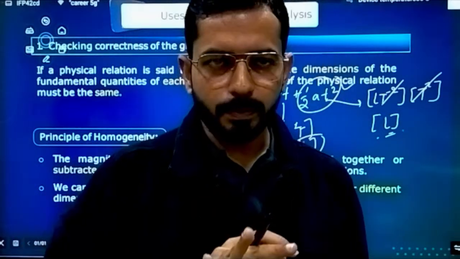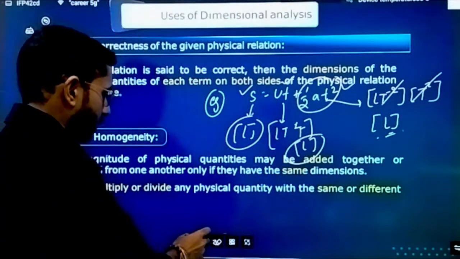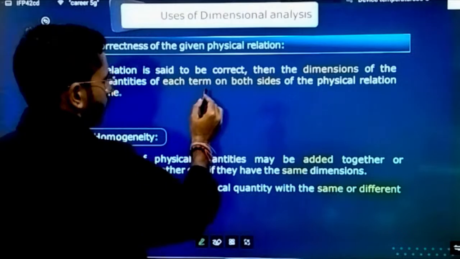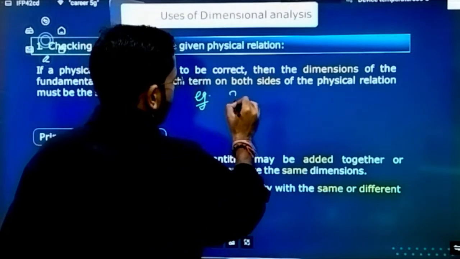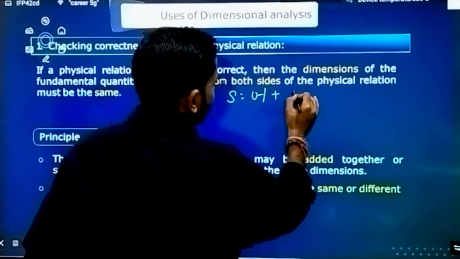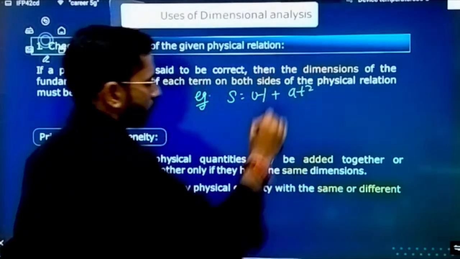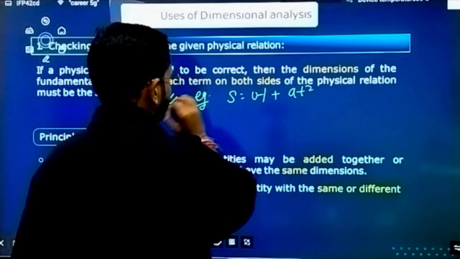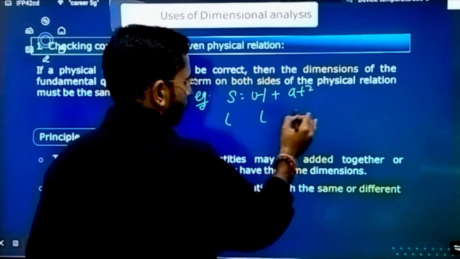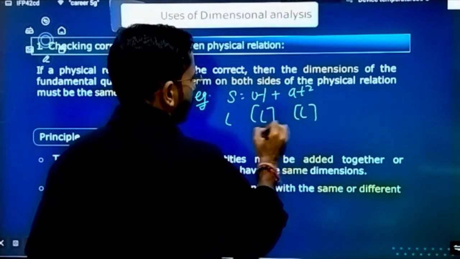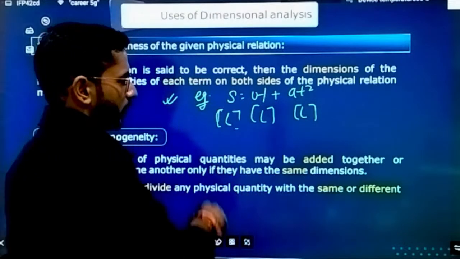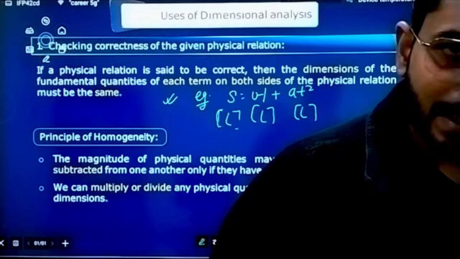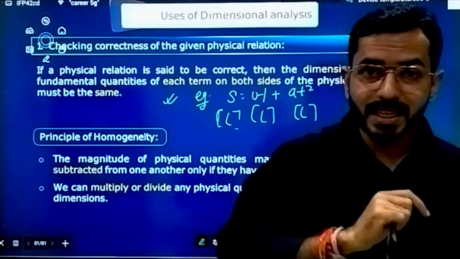But now, one more thing you have to understand. What if I give you the same relation, but let's suppose S is equal to ut plus at square. Now tell me, is it dimensionally correct or not? Check. Again it will be L, L, L. All these three terms are L. So I can say that it is dimensionally correct, but it is not physically correct.